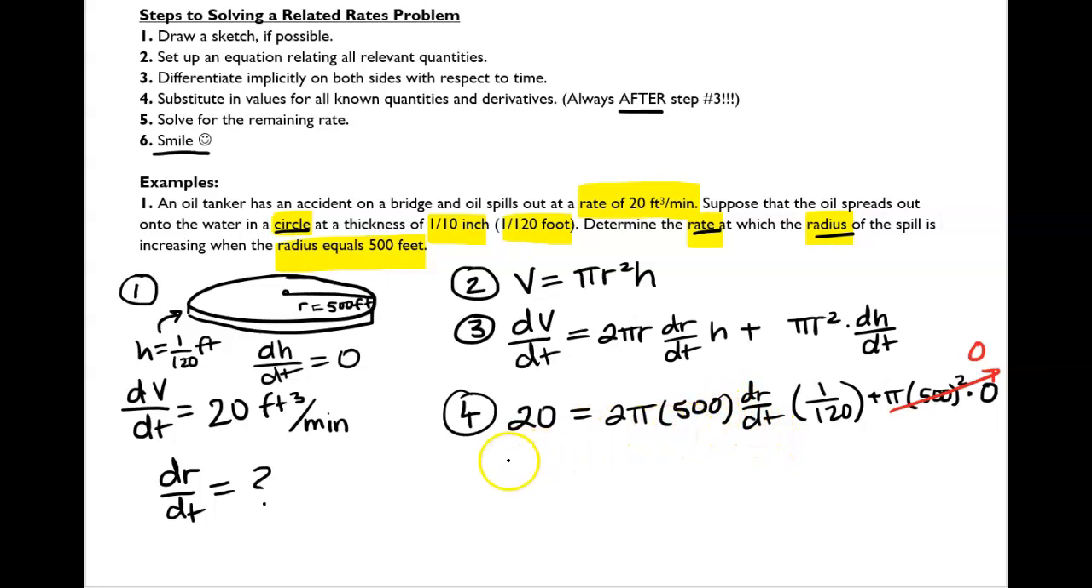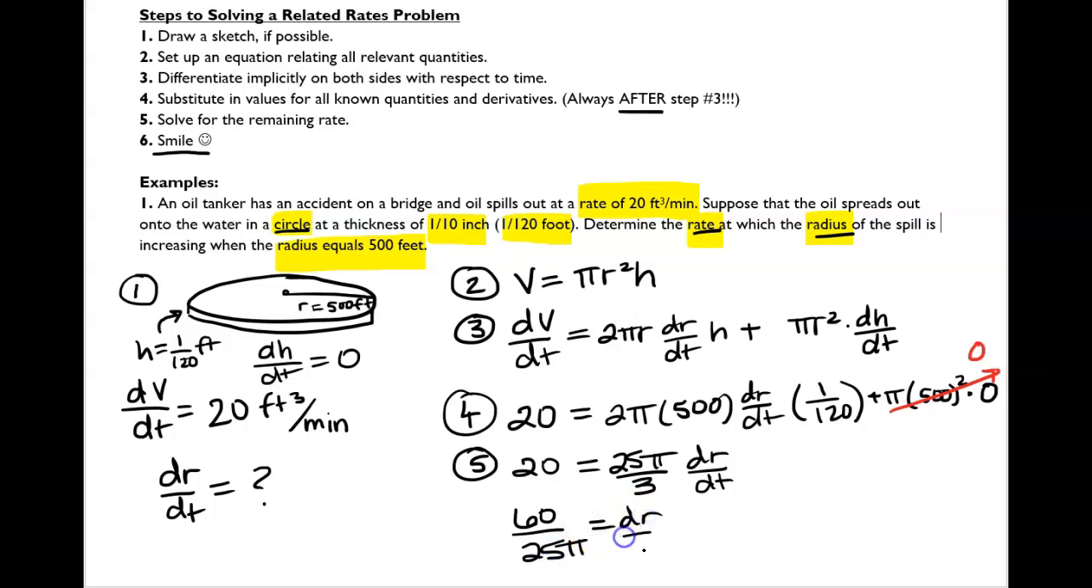And so I can simplify that. So step 5, I'm solving for the remaining rate. I'm trying to find dr/dt. I'm going to simplify this right side. So this is 1,000 pi over 120, which would be 25 pi over 3 times dr/dt. And so then when I'm solving for dr/dt, I'm essentially just going to multiply by the reciprocal of this fraction. So I'd have 60 over 25 pi equals dr/dt.